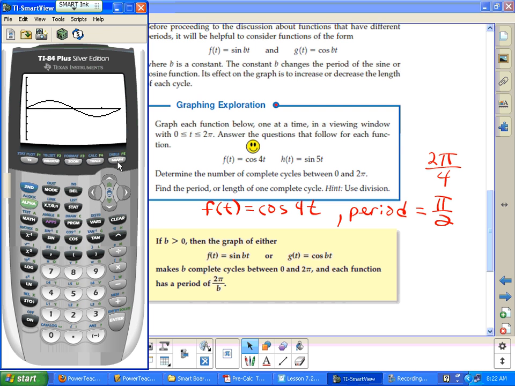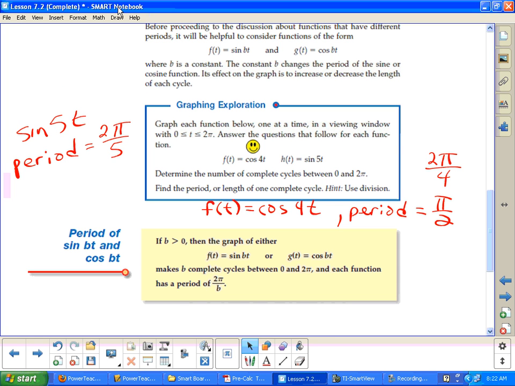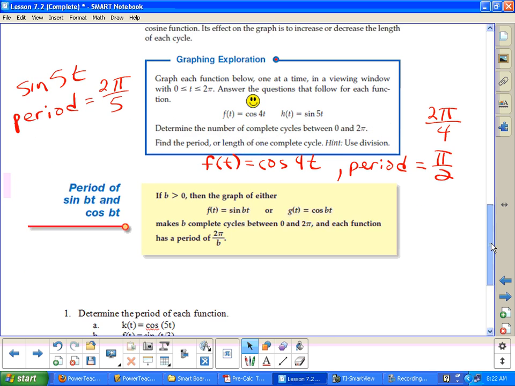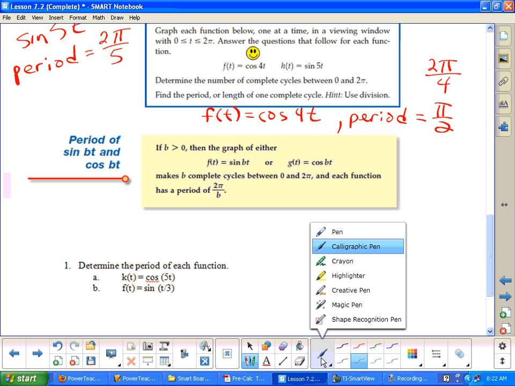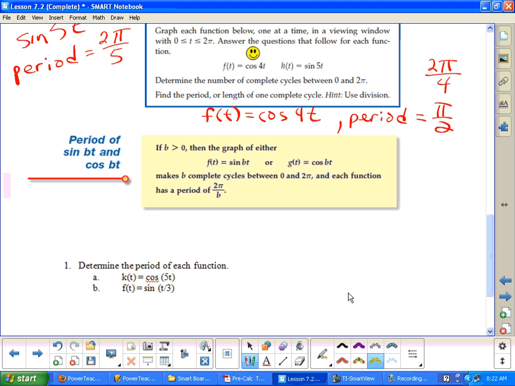So here's our first formula for this lesson: if b is greater than 0, then the graph of either sine of bt or cosine of bt makes b cycles between 0 and 2 pi, and each one has a period of 2 pi divided by b. So b represents how many cycles there are between 0 and 2 pi, and the period is 2 pi divided by b.